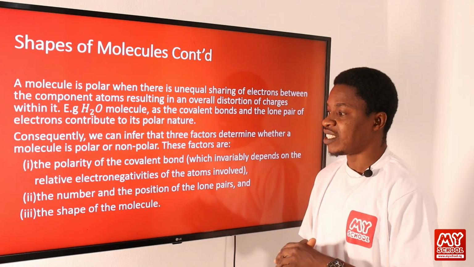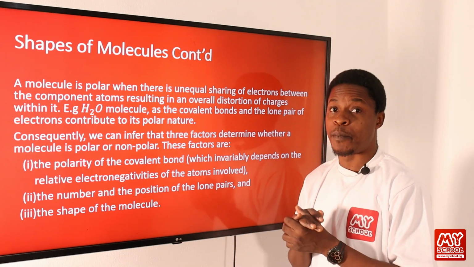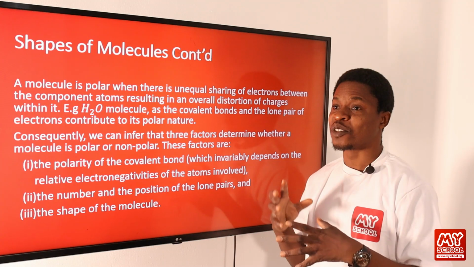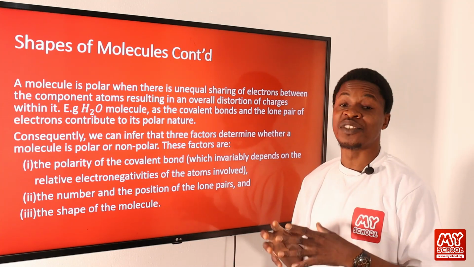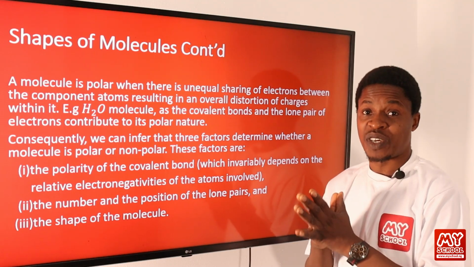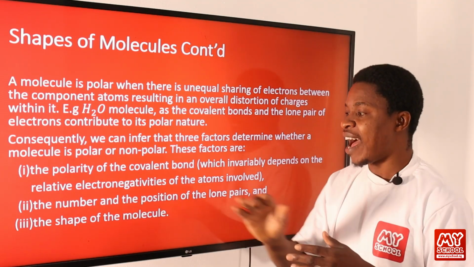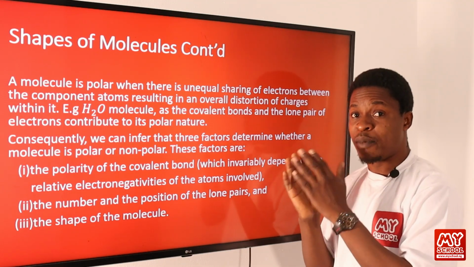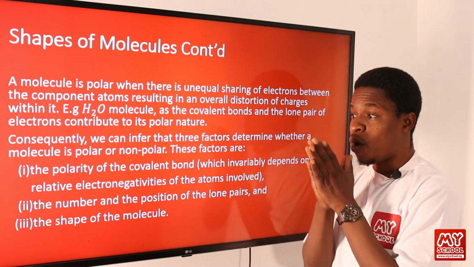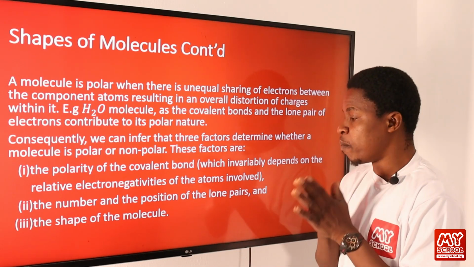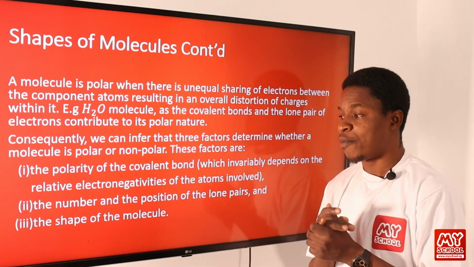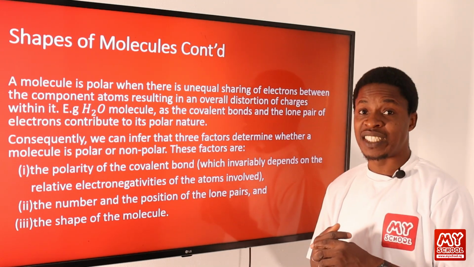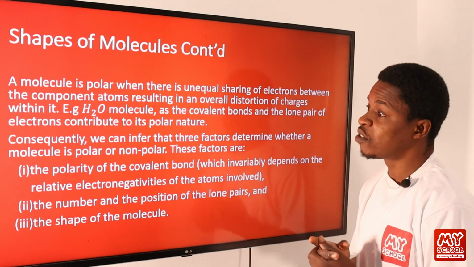The second factor is the number and the position of the lone pairs of electrons. We'll be looking at what lone pairs of electrons are. Many students find it difficult to differentiate between lone pairs of electrons and bonded electrons, so we'll be looking at the differences between them. How many lone pairs of electrons do we have on the neighboring atoms attached to the central atom, or on the central atom itself, and what is the position of the lone pairs? And the third one is the shape of the molecule. That is very important. So these three factors determine the polarity of a molecule. Let's move on to the next slide.